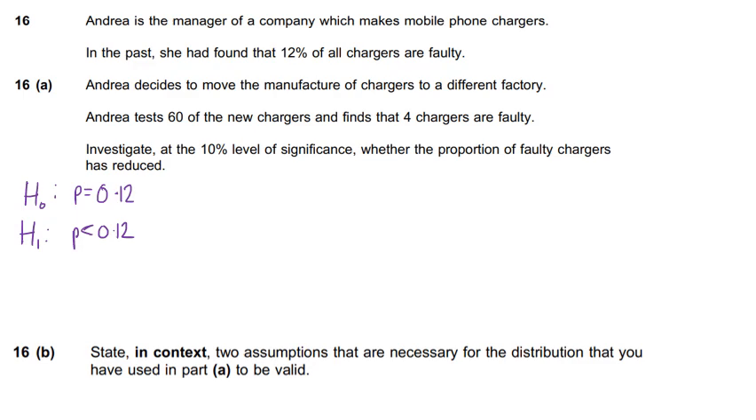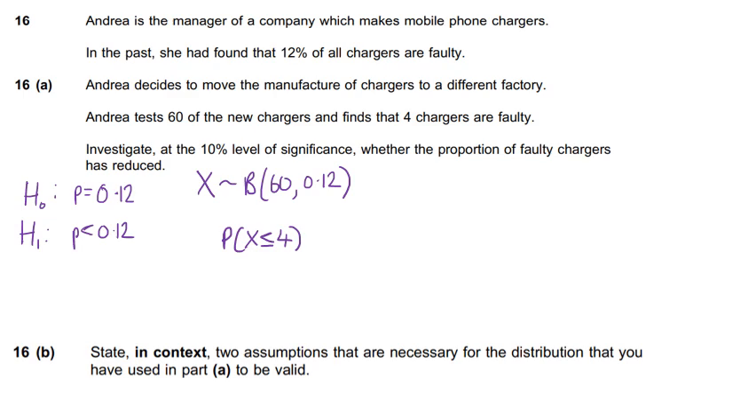Okay, so let's write down the model that we're going to use. It's going to be a binomial model where we're testing 60 events, 60 chargers, and we're looking at a probability of 0.12. So let's work out the probability that X is less than or equal to 4. What's the likelihood, the probability, that you would find 4 or fewer chargers being faulty? Okay, and just be careful, it's not that 4 chargers are faulty, it's 4 or fewer.